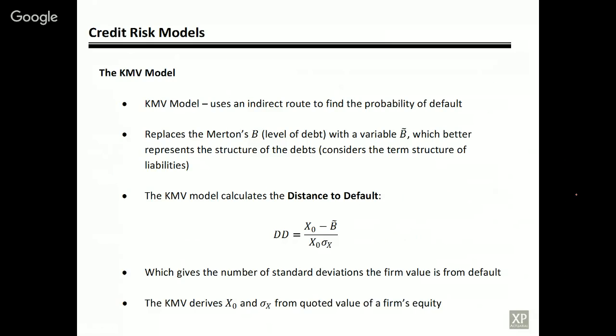The KMV model uses an indirect route to find the probability of default. And the main feature from this model is the distance to default. And I've seen questions asked on this before.